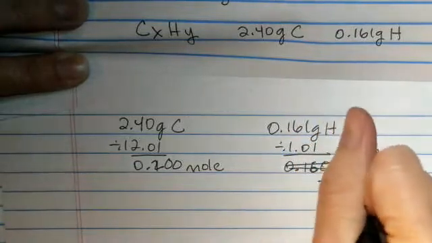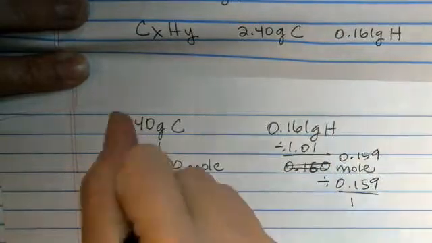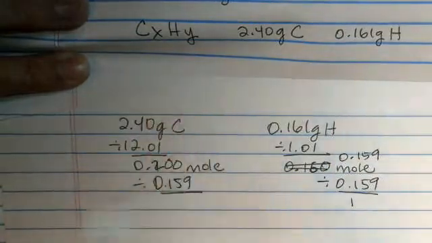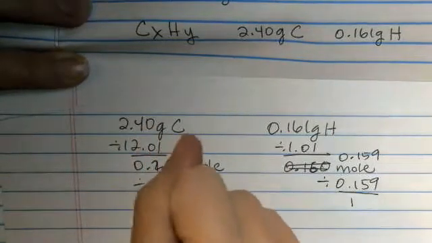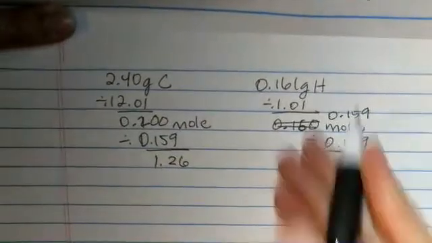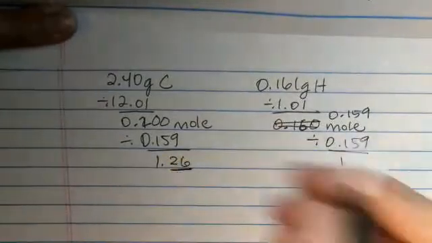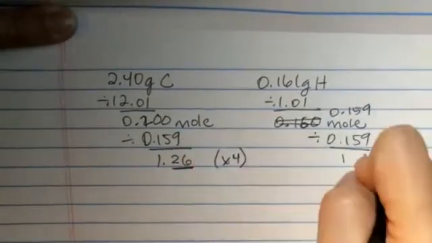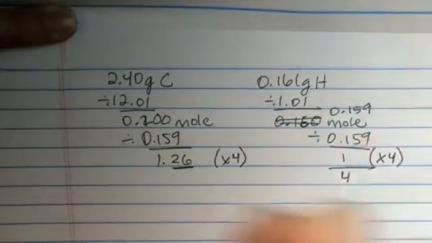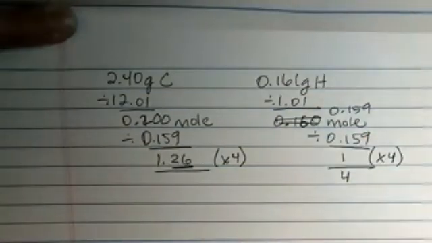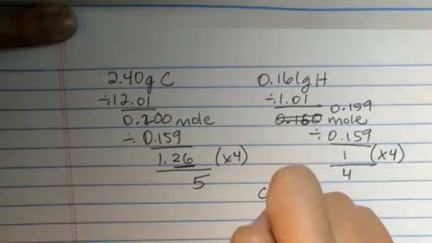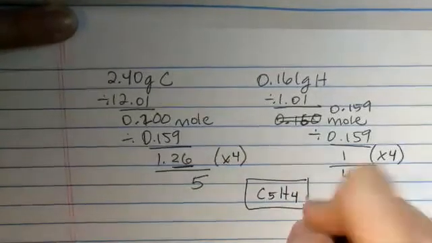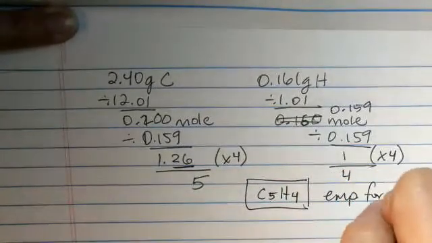Now we divide by the smallest, which is going to be the hydrogen. So hydrogen will go to 1. For the carbon, 0.2 divided by 0.159 gives me 1.26. Okay, so that was another multiplier. The 0.26, right, that's closest to a 0.25. So that means a multiplier of 4. But of course, we do everything, right? So 1.26 times 4 gets me to a 5. And then the 1 times 4 gets me to a 4. So this compound is C5H4. That would be my, again, empirical formula for whatever this compound is.